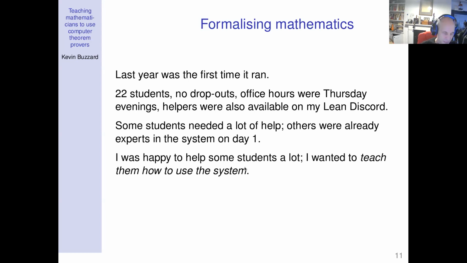And I don't care about telling the students how to use this. I don't really care about giving the students a lot of help with their projects, because at the end of the day, I don't really care about the marks. What I really want to do is to teach them how to use the system. And so, as I say, the course runs again in January.